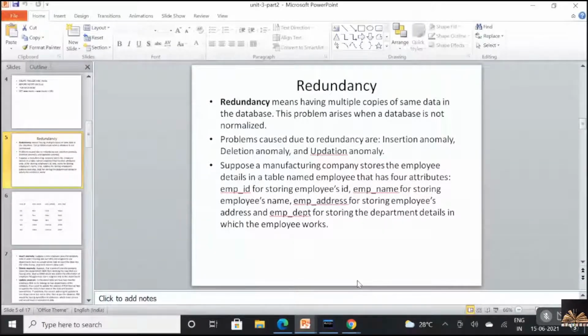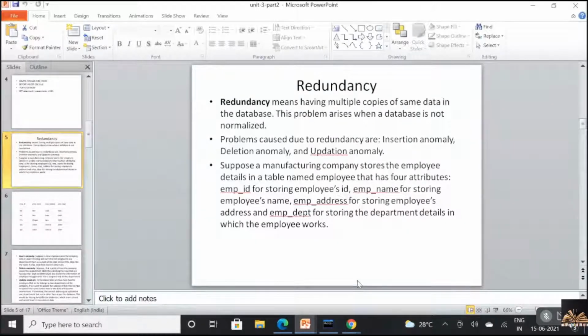Usually the concept of redundancy occurs when the database you have created is not normalized. And we have to eliminate redundancy because it causes certain problems. The problems caused by redundancy are different kinds of anomalies.